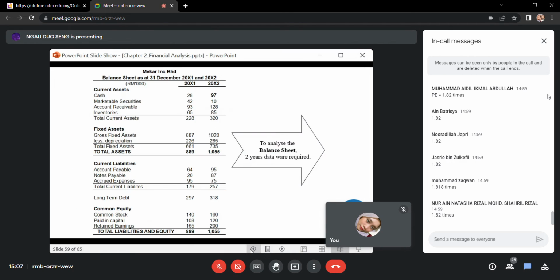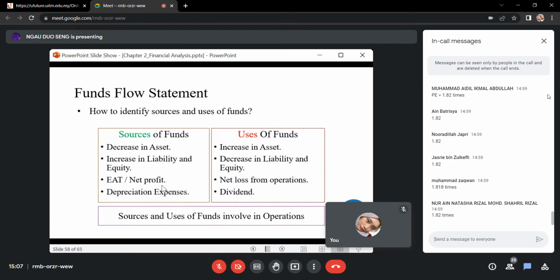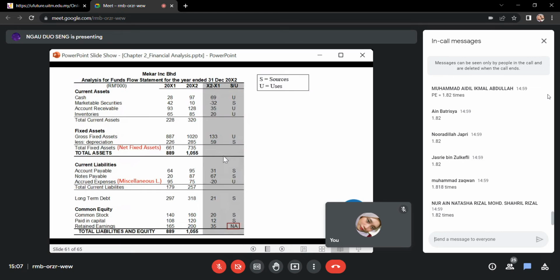Right, earlier we had it here. Net income is sources of fund. Dividend is uses of fund. So first step, you can identify which one is sources, which one is uses. Asset, right? All assets, if they decrease, are sources, if they increase, are uses. Alright, so here we identify. So S is sources, U is uses.